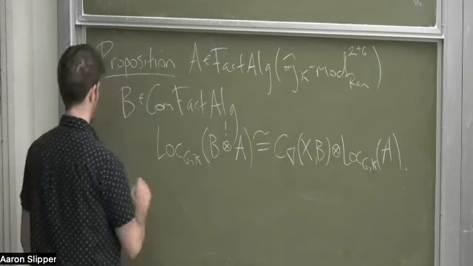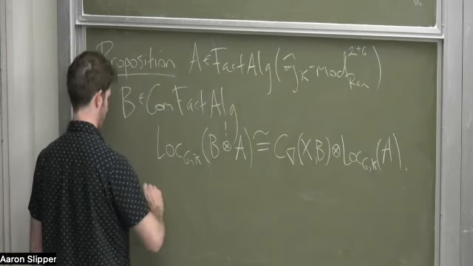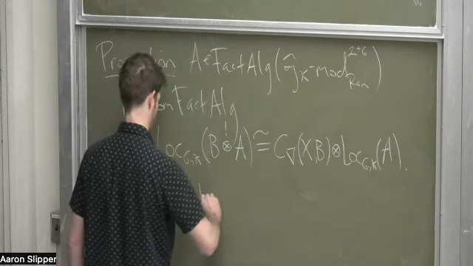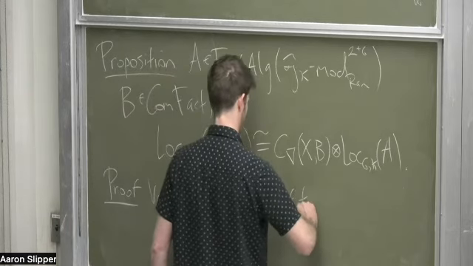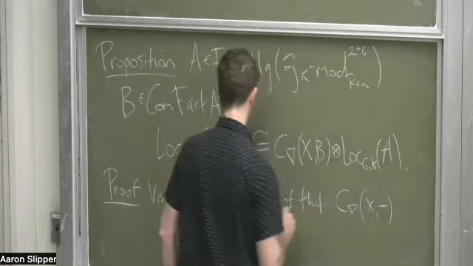Okay. So the proof, I'll just say, is very similar to the proof that chiral homology is symmetric.